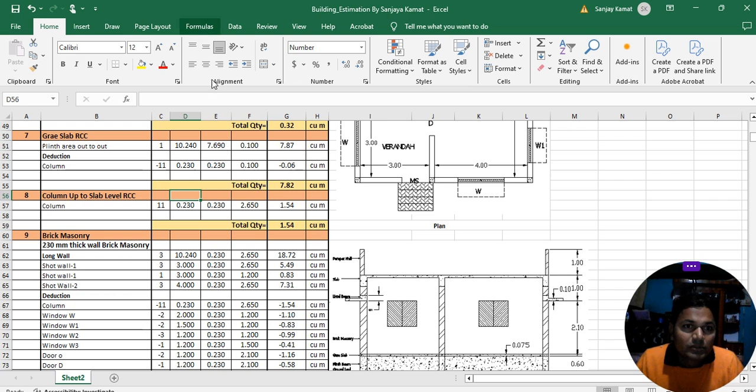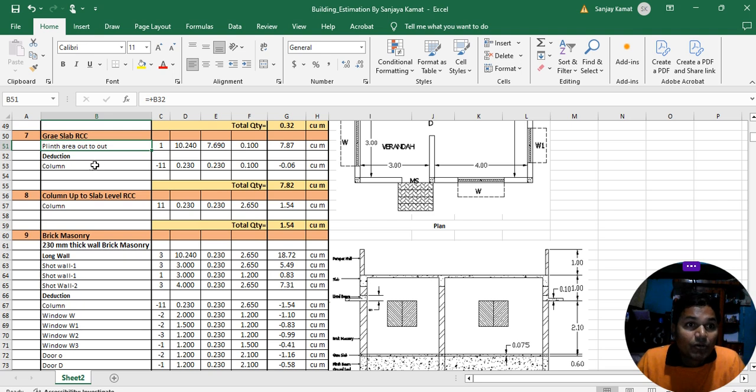Now, after multiplication we get 7.87 cubic meter. Now the deduction. You can see the deduction for the column. Now we are going to do the column. Why are we deducting this? Because this is the plinth area out to out, so this became the extra part and is no longer required.